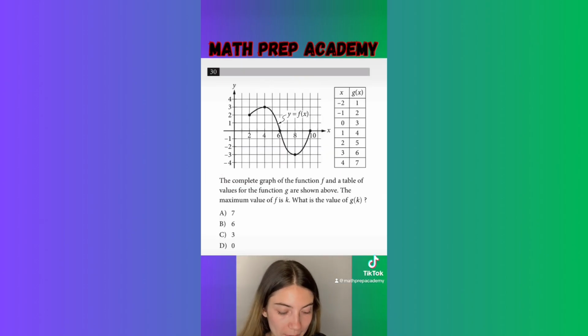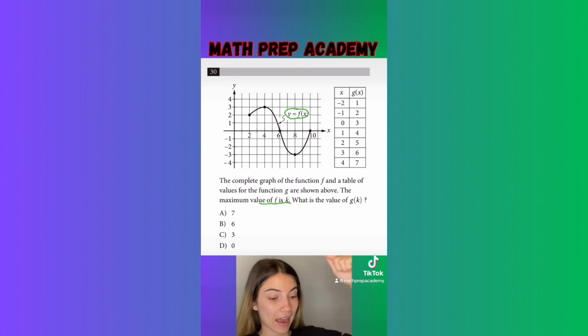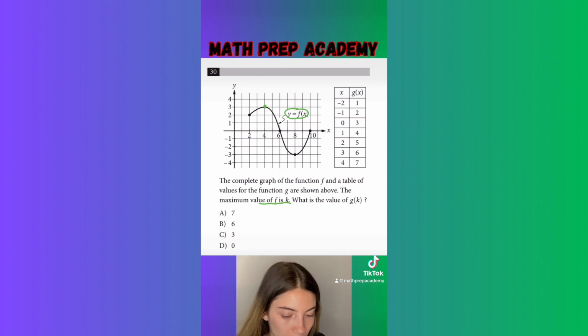Well, they tell us that the maximum value of f is k. So f of x is this function over here, the graph, and the maximum value is the highest point, okay? So it's this point over here, and that is 3. So k is equal to 3. Perfect. What is the value of g of k? So g is this table over here, and when the x is 3, g of 3 is going to be 6. So our answer is right here.